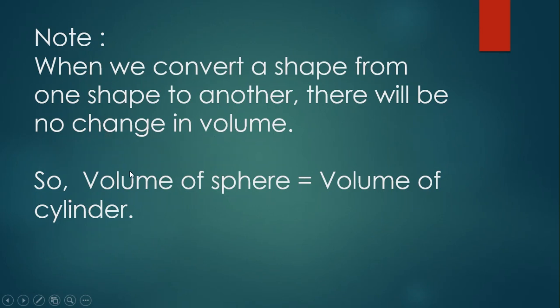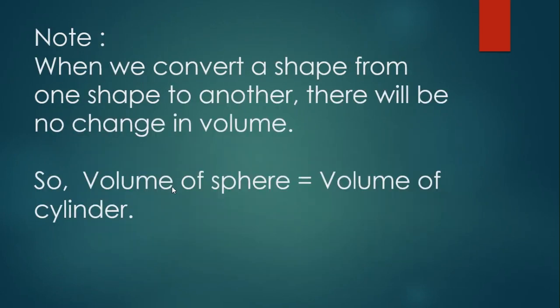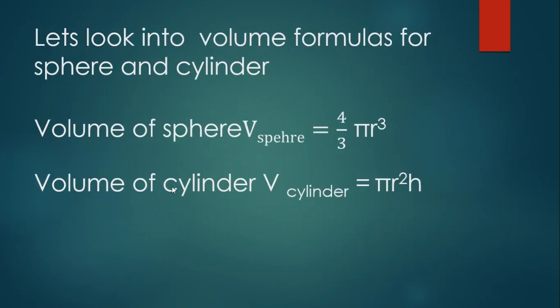So here we can write volume of the sphere is equal to the volume of the cylinder. Of course the radii are different. The sphere is having the radius of 4.2 centimeters and the cylinder is having the radius of 6 centimeters. Now, how can we find the volume of the sphere? We know the formula. Volume of the sphere is equal to 4/3 pi r cube.